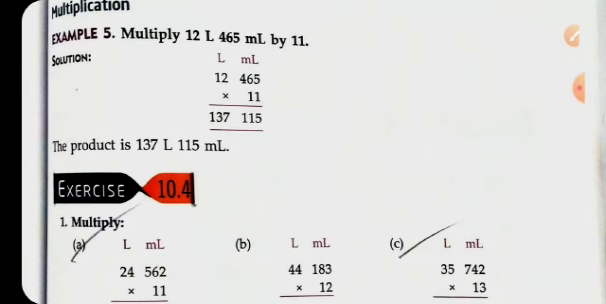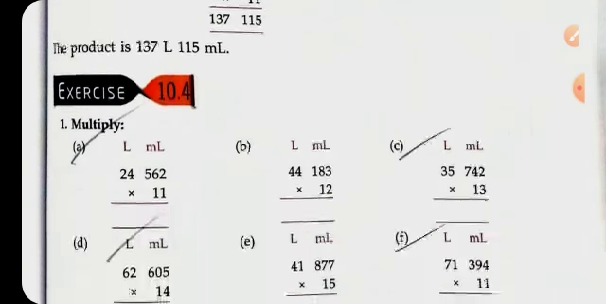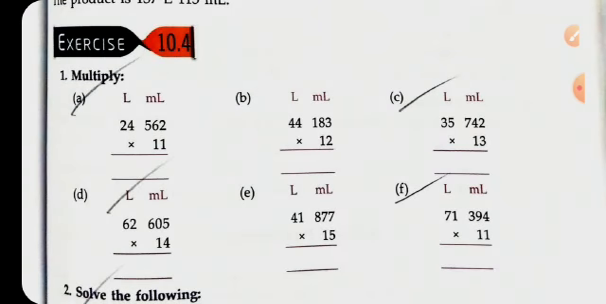Now you can see simple multiplication. We have categorized the numbers, that is 24 liters 562 milliliters to be multiplied by 11. So we will simply multiply; we will count the tables of 11. So 11 is, we take the tables of 11 and we then count it to the digits that are given.